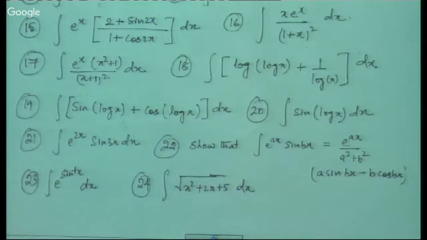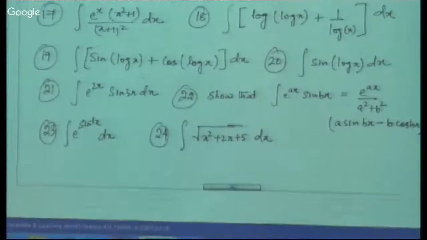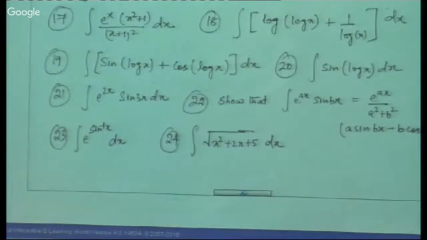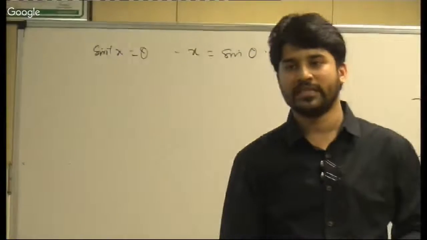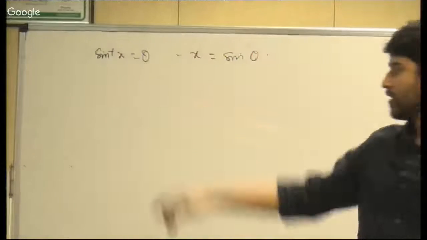So 23rd can easily be dealt with: e to the power sine inverse x dx. I'm going to take sine inverse x as theta. So x becomes sin theta, and you know what the question has become: e to the power theta cos theta. You can handle it, right?